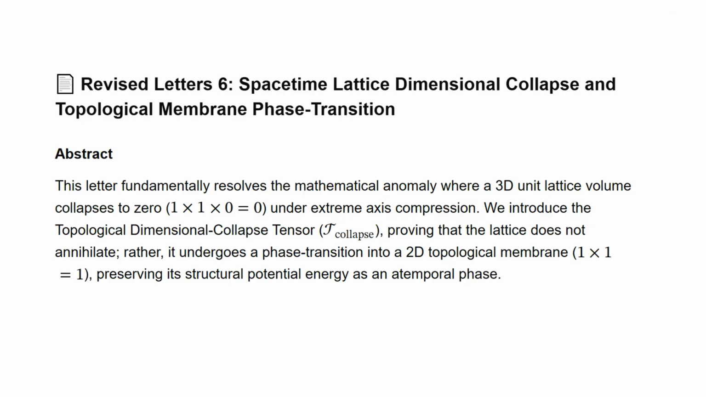Abstract. This letter fundamentally resolves the mathematical anomaly where a 3D unit lattice volume collapses to zero, 1 × 1 × 0 = 0, under extreme axis compression. We introduce the topological dimensional collapse tensor, T-collapse, proving that the lattice does not annihilate. Rather, it undergoes a phase transition into a 2D topological membrane, 1 × 1 = 1, preserving its structural potential energy as an atemporal phase.